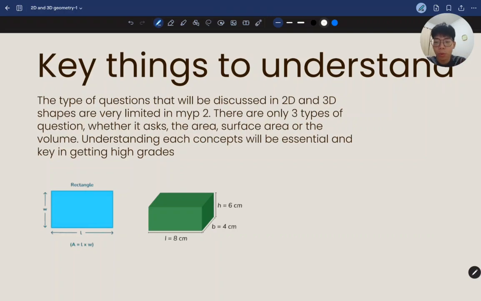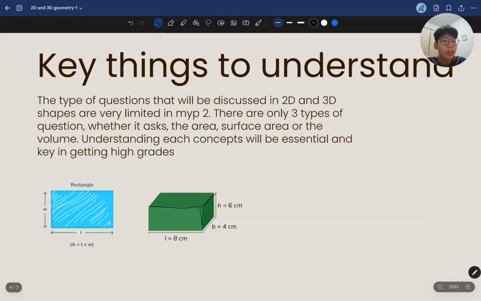Now I want to show what area is for you guys to recall and review. Area is how much this rectangle is covering. We can find that by multiplying the length with the width. Now to find the surface area, we should add the area of every single surface.